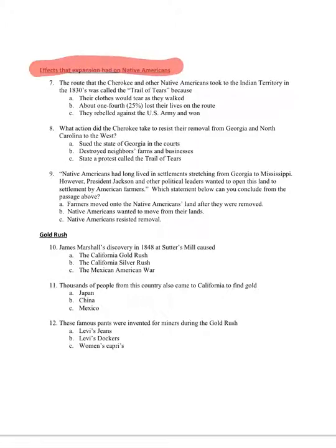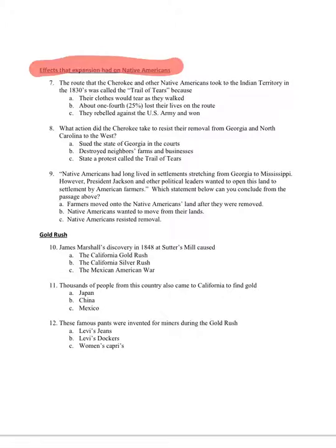The next section is effects that expansion had on Native Americans. Number 7, the route that the Cherokee and other Native Americans took to the Indian Territory in the 1830s was called the Trail of Tears because A, their clothes would tear as they walked, B, about 1/4, 25%, lost their lives on the route, or C, they rebelled against the U.S. Army and won. So why was the route that the Cherokee Nation and other Native Americans took to the Indian Territory in the 1830s called the Trail of Tears?